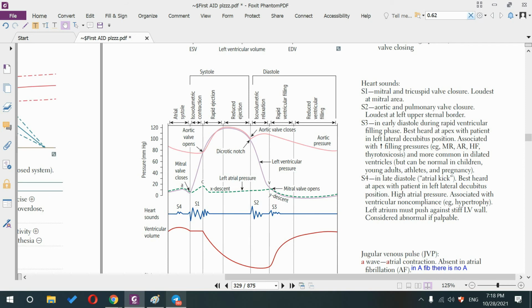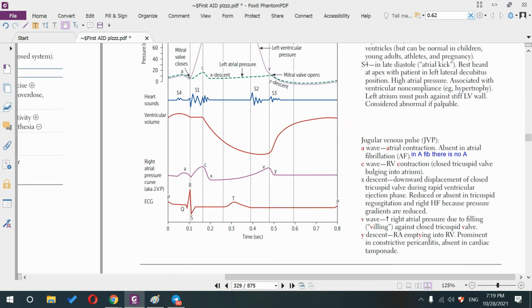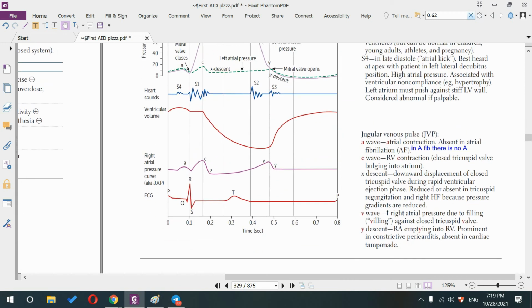So here we have association with ventricular non-compliance like hypertrophy, and they write, the left atrium must push against a stiff left ventricular wall, and that's what creates the sound. It's considered abnormal if you are able to palpate it with your hand without having to put a stethoscope on the chest, you know? And guys, remember, it's normal in any person who's more than 35, okay? Less than 35, pathological.